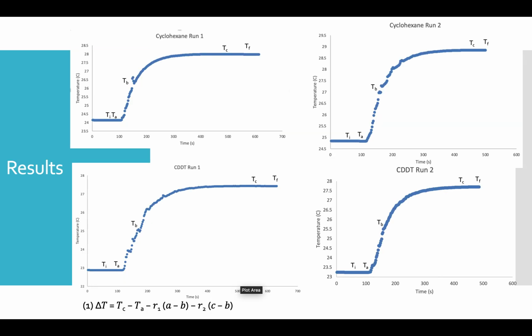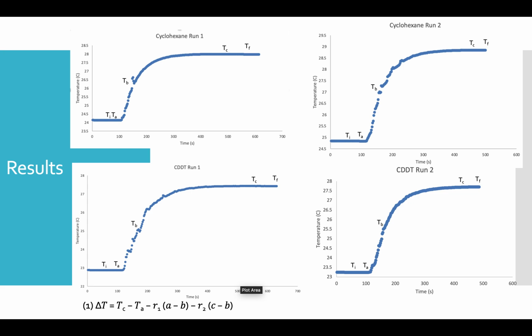On this slide, graphs of the data from the thermometer in the instrument can be seen. Time in seconds is plotted on the x-axis, with temperature in Celsius on the y-axis. Each graph has 5 labels placed on them. These points are used to calculate the temperature change during combustion. TI represents the point at 60 seconds after the readings begin. TA is the moment just before the bomb goes off.